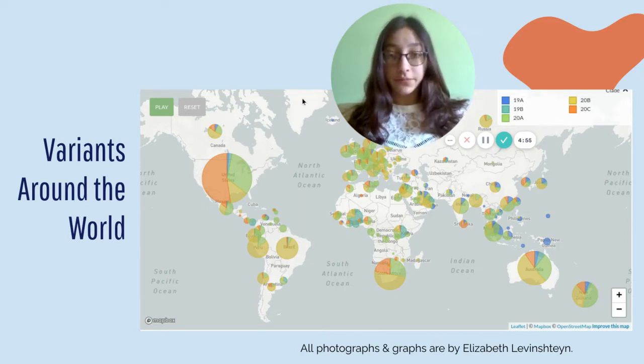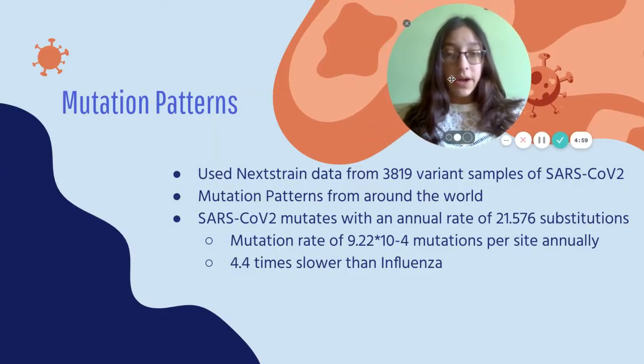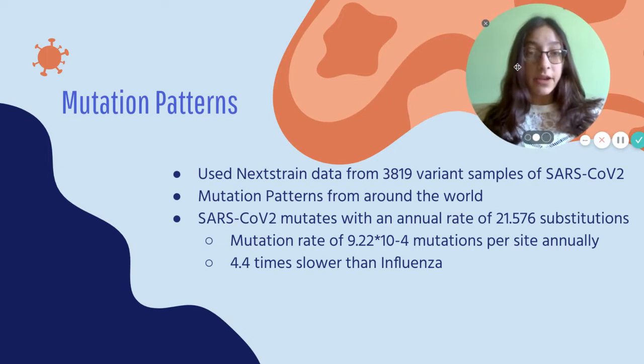SARS-CoV-2. Mutation patterns. So I used NextStrain data from 3,819 variant samples of SARS-CoV-2 with mutation patterns from all around the world. SARS-CoV-2 mutates with an annual rate of 21.576 substitutions, which is a mutation rate of 9.22 times 10 to the negative 4 mutations per site annually. This is 4.4 times slower than influenza, meaning that it is possible to develop a test that catches up with all of the mutations.